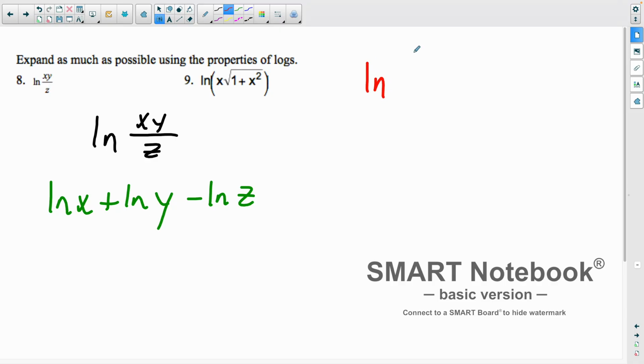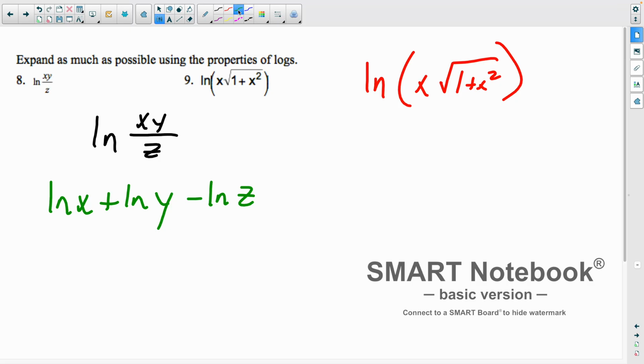Natural log of x times the square root of 1 plus x squared. Could we take it apart a little bit? Okay? How could we take it apart? We could simplify the square root.